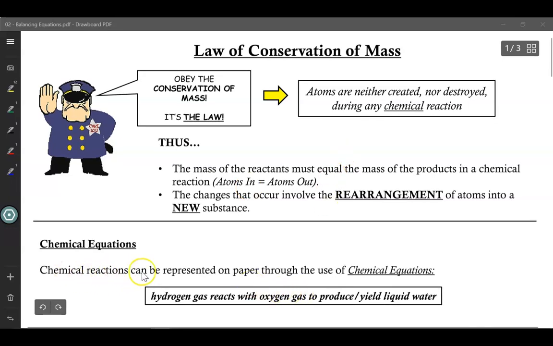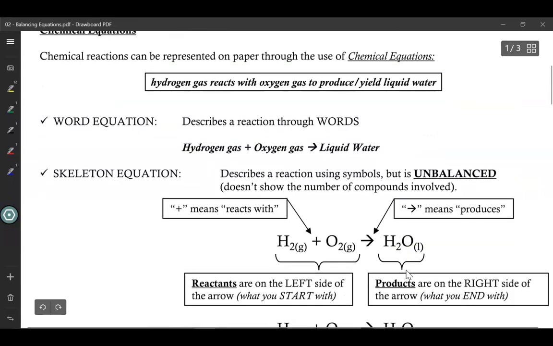Now, chemical reactions can be represented on paper through the use of chemical equations. So the first type of chemical equation is called a word equation. This describes a reaction through words. So for instance, hydrogen gas reacts with oxygen gas to produce liquid water. Alright, so this plus symbol means that these chemicals are reacting, while the arrow shows that they are being produced. However, the textbook may use the term yields, alright, but produce and yields are the same thing.